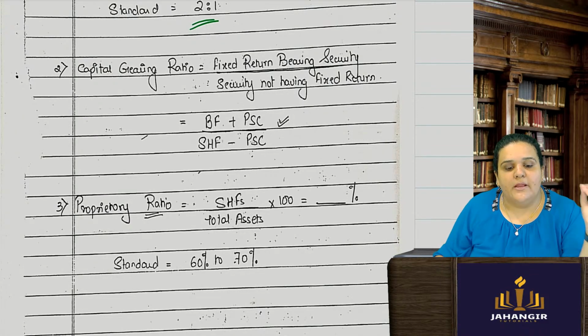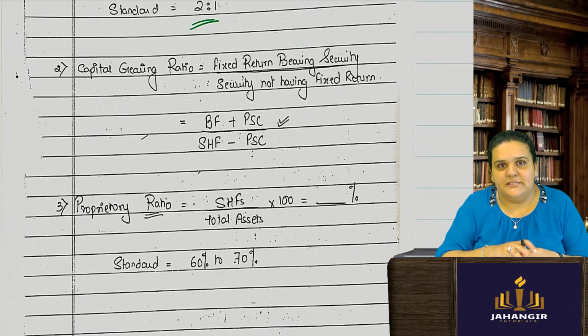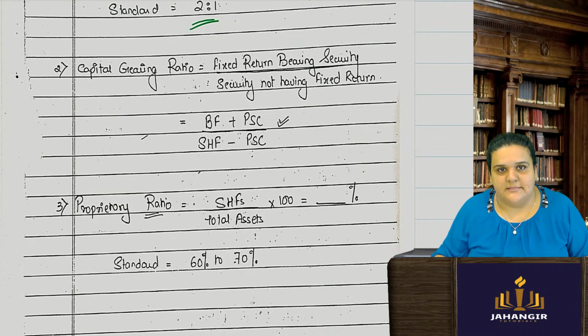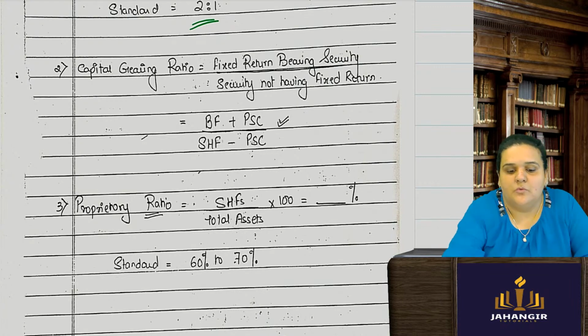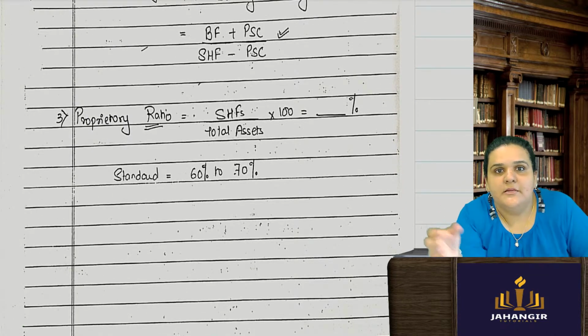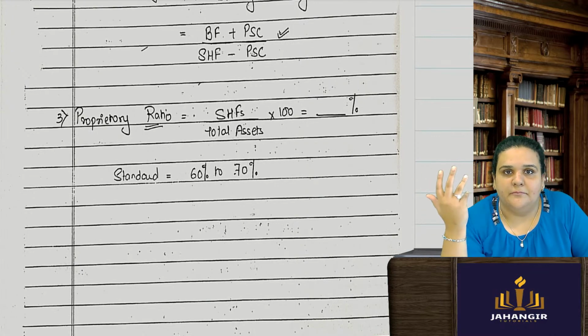And the fourth one is the proprietary ratio. Proprietary ratio is nothing but shareholders funds upon total assets. Whenever we borrow funds, that has to have corresponding assets, right? So the shareholders funds divided by total assets into 100. Standard is 60 to 70% or more than that is better. Not less than that.